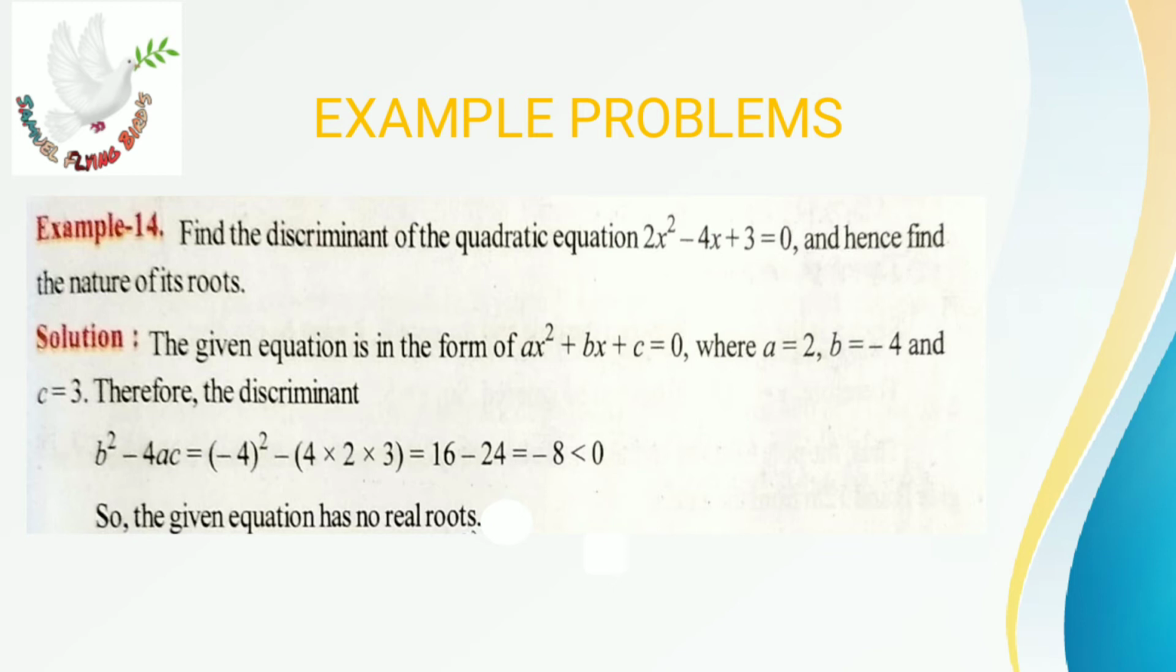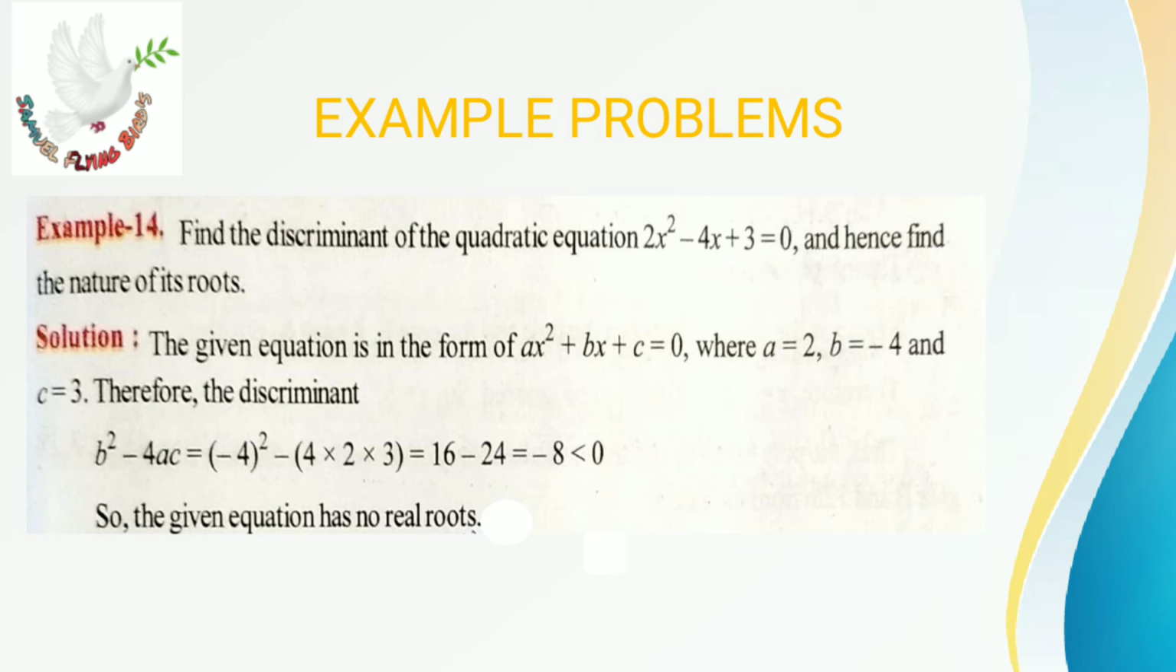Now we are going to solve some example problems. The first problem is taken from the textbook. The problem says: find the discriminant of the quadratic equation 2x square minus 4x plus 3 equal to 0, and hence find the nature of its roots. We have to determine how many roots are formed by using the quadratic formula based on b square minus 4ac.